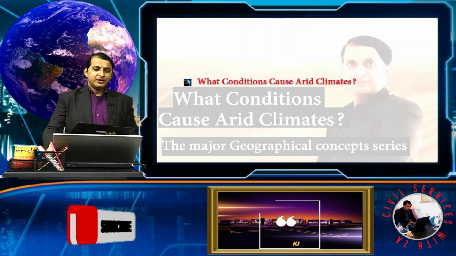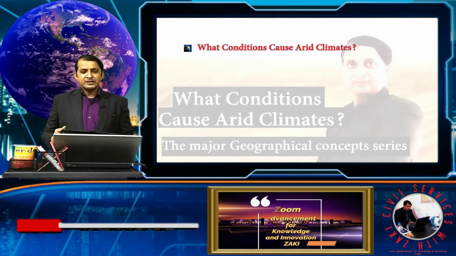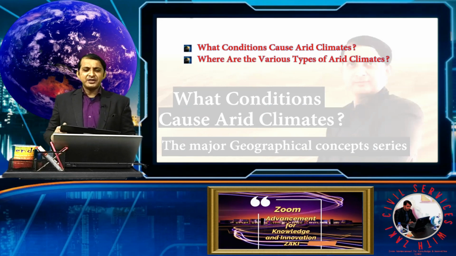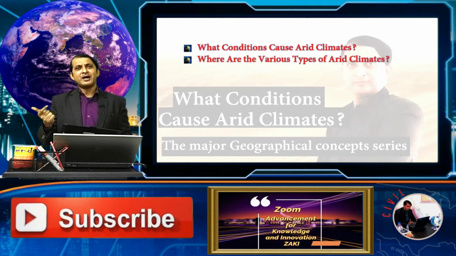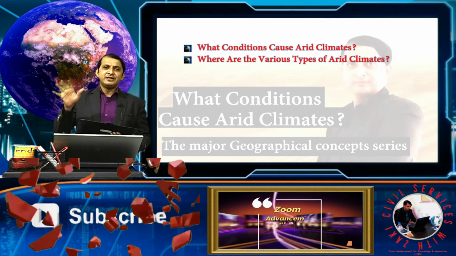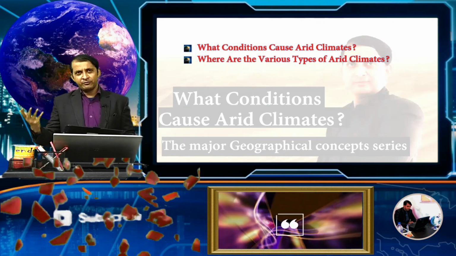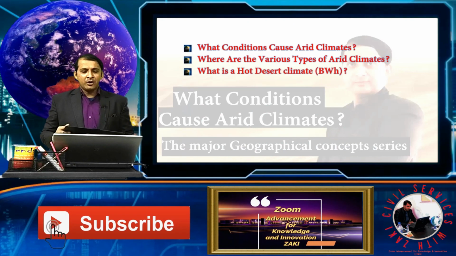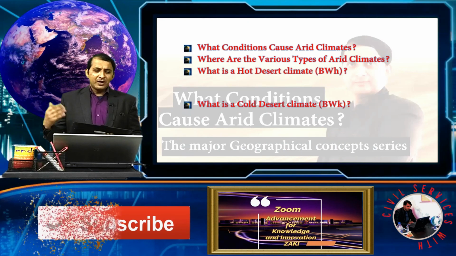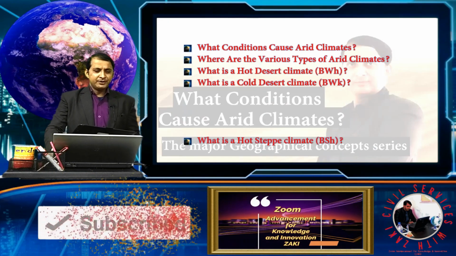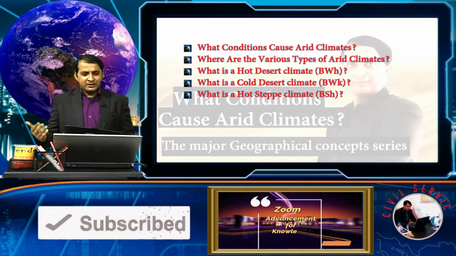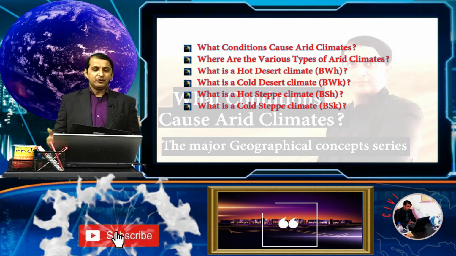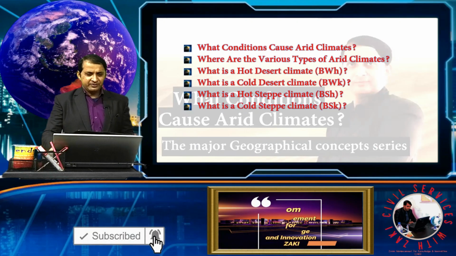Today's topics are: what conditions cause arid climate; what are the various types of arid climate; where are these types of climate situated across the globe; what is a hot desert climate, what is a cold desert climate, what is a hot steppe climate, and what is a cold steppe climate.